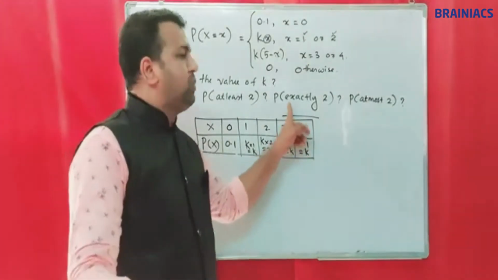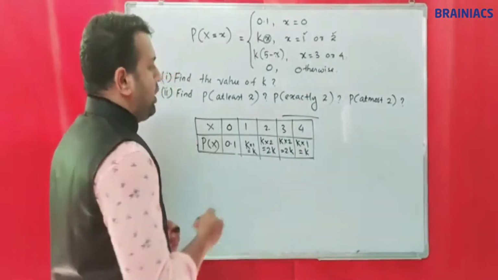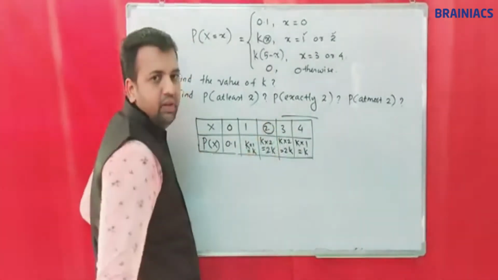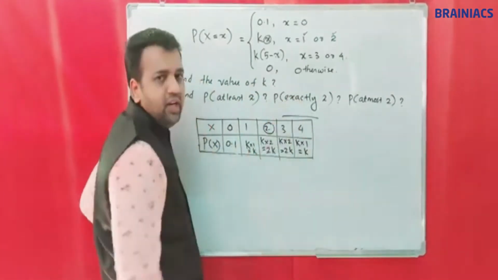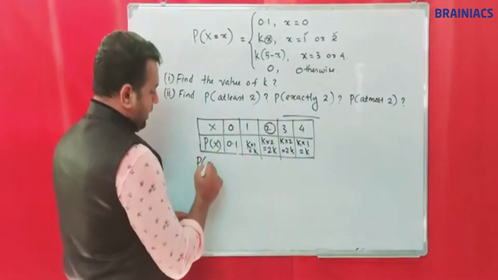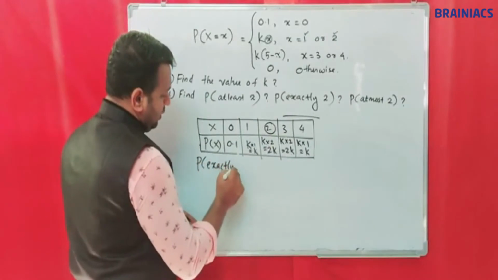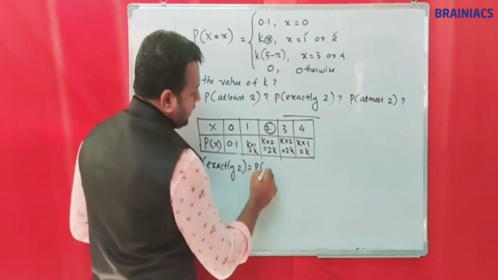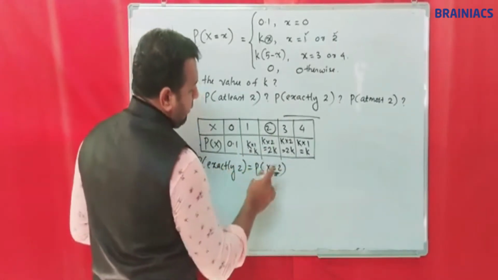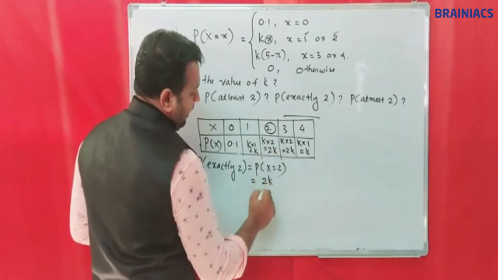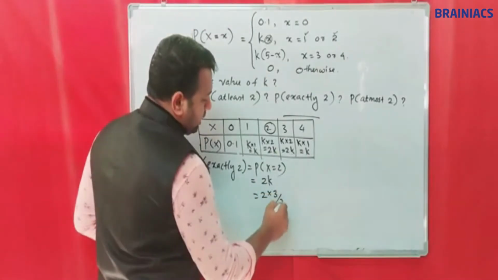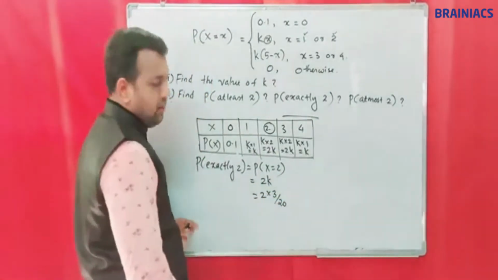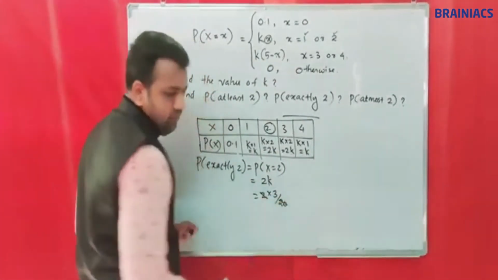And the second one is P of exactly 2. P of exactly 2 means P of 2 only. Find the probability of x equal to 2 only. That means P of exactly 2. So P of exactly 2 is equal to P of x equal to 2 only. So the probability is equal to 2k. Put the value for k, we get 3 by 20. Okay, then 2 and 20.